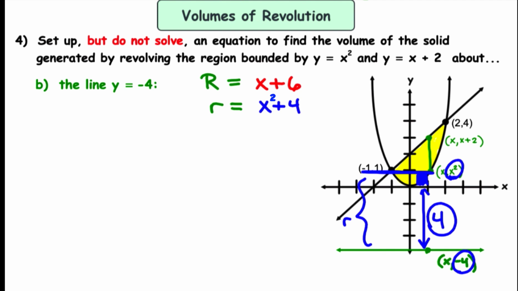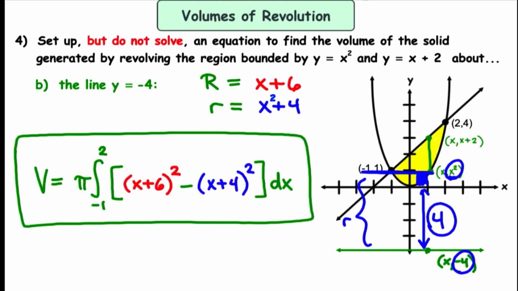Now you just have to come up with an equation, circle it, and be done. There it is. The volume is equal to that integral. It's set up but not solved. And again, do not bother wasting your time foiling. You don't need to do that. That's what we want.